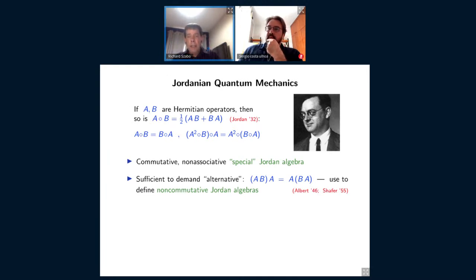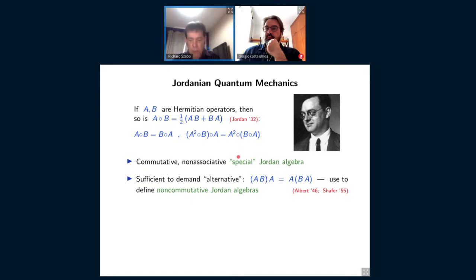Okay. And so that would be a Jordan algebra with those properties. It's commutative, and it has a little bit of associativity present, but in general, it's non-associative. And in a more abstract setting, if you have a commutative non-associative algebra satisfying this condition, and it is isomorphic to an algebra of operators on some vector space with this product, then you call that a special Jordan algebra.